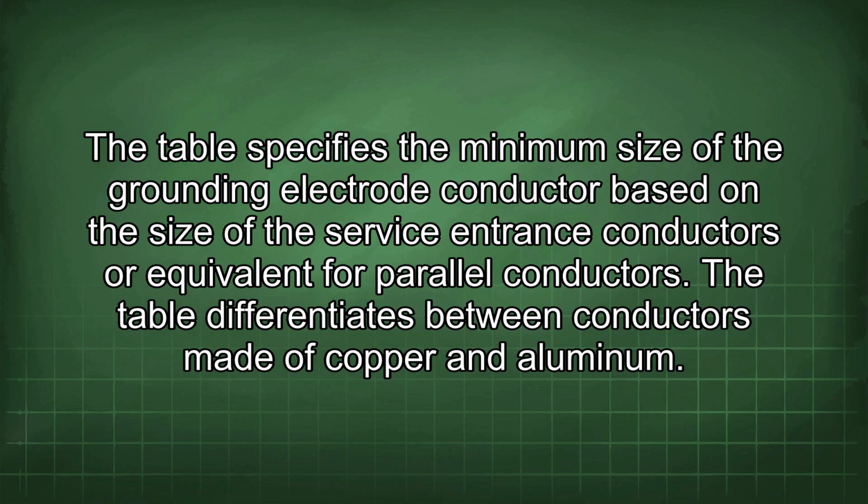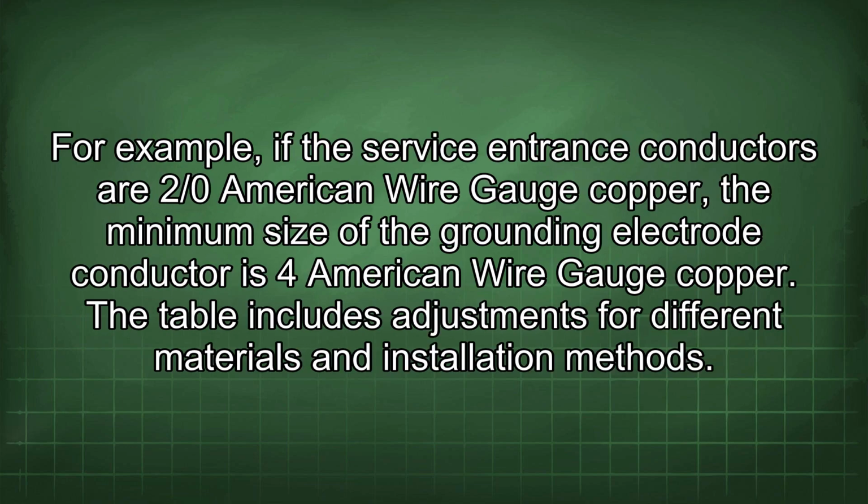NEC Table 250.66 provides guidance on the sizing of grounding electrode conductors for alternating current systems. The table specifies the minimum size of the grounding electrode conductor based on the size of the service entrance conductors or equivalent for parallel conductors. The table differentiates between conductors made of copper and aluminum. For example, if the service entrance conductors are 2/0 American wire gauge copper, the minimum size of the grounding electrode conductor is 4 American wire gauge copper. The table includes adjustments for different materials and installation methods.